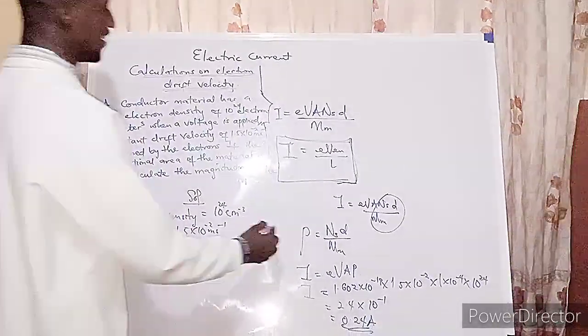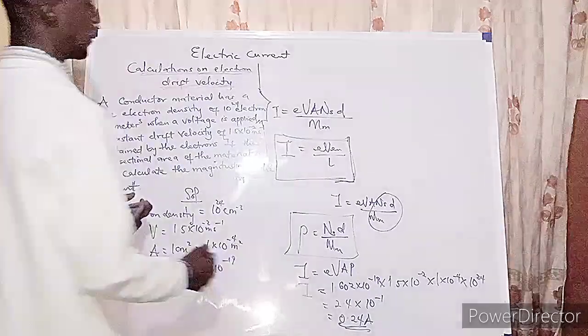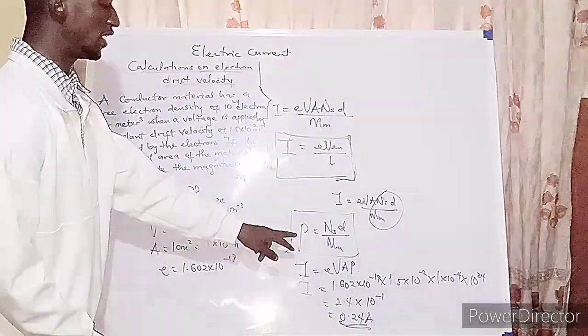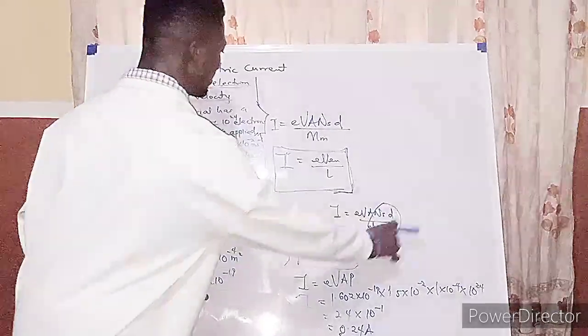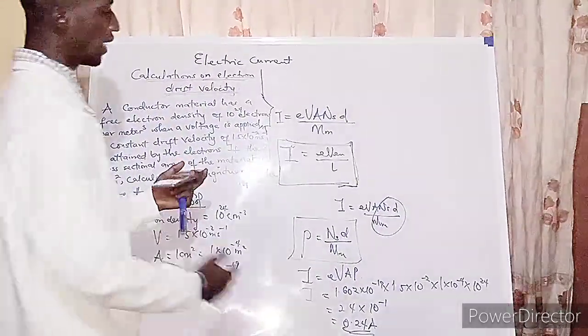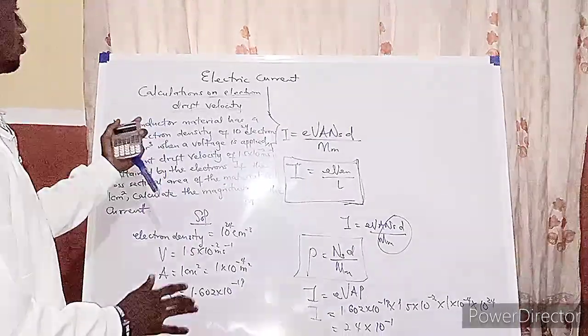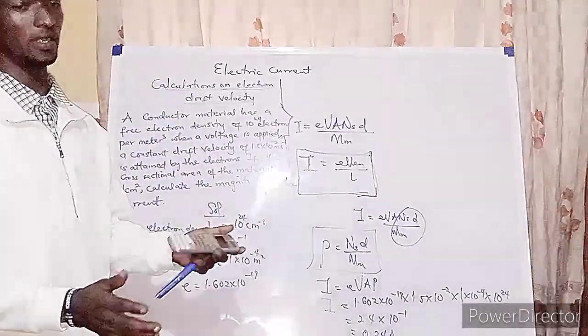So don't forget, in this particular formula, there is a hidden factor, or hidden parameter, which is called the electron density, and it is your last parameter in the denominator. So that is all about this electron drift and electric current.